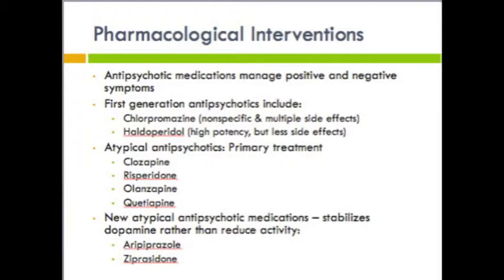Atypical antipsychotics are the primary treatment for patients with schizophrenia. New atypical antipsychotic medications are being developed with the aim to stabilize dopamine rather than reduce dopamine activity. Aripiprazole and ziprasidone are examples of these better balanced medications.